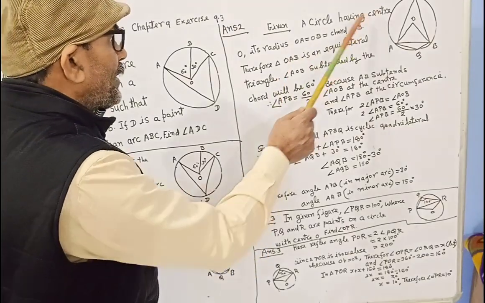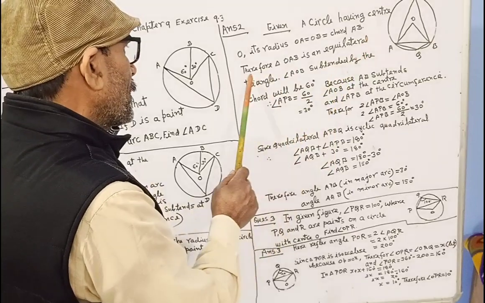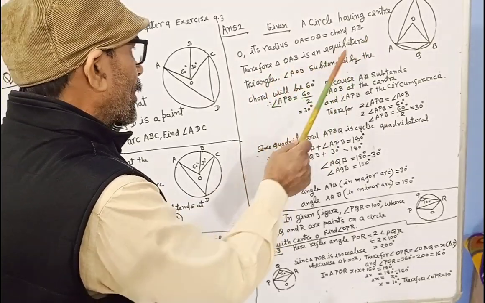Answer 2. Given a circle having center O, its radius OA is equal to OB equal to chord AB. Therefore, triangle OAB is an equilateral triangle.